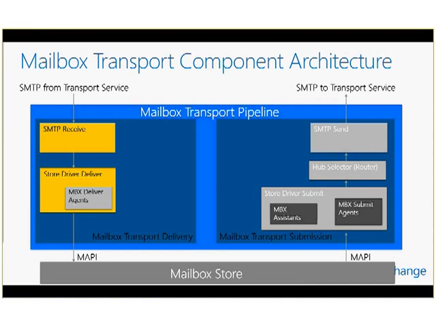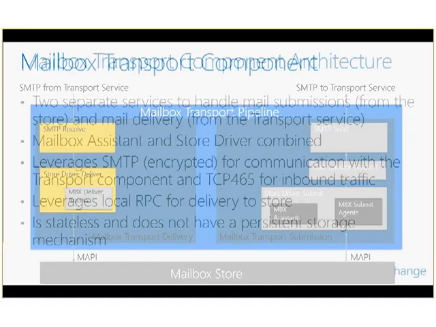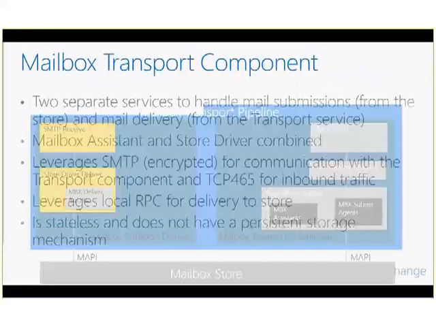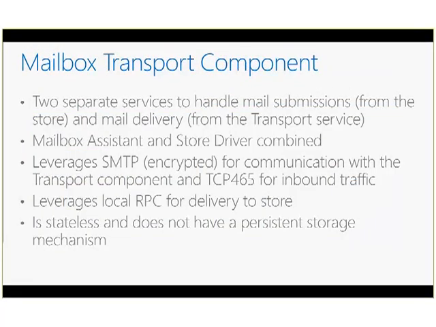As we mentioned, we come back here once more: transport delivery and transport submission are responsible for whether or not we're going to deliver mail to or from the database. We've combined the mailbox assistance and store driver right into the delivery service as you saw before. We are still doing encrypted SMTP between servers as we did before, and TCP 465 is now used for internal traffic server to server. Local RPC for delivery to store. Again, it's the only place we use RPC within the product now.